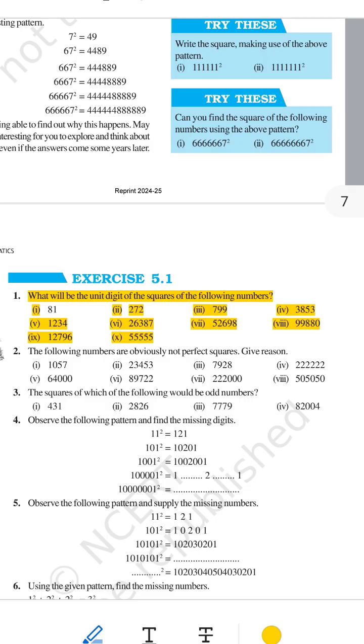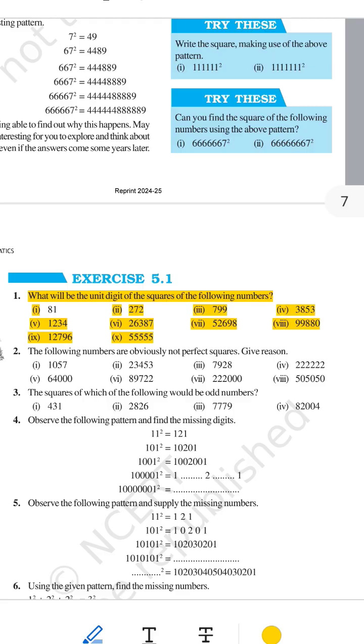Summary: unit digit of a square. What is the unit digit? For example, in 1234, the unit digit is 4. What is a square? A square means multiplying a number by itself. Example: 7 squared equals 7 times 7 equals 49.